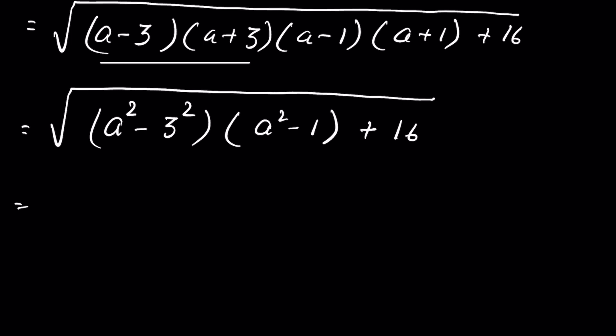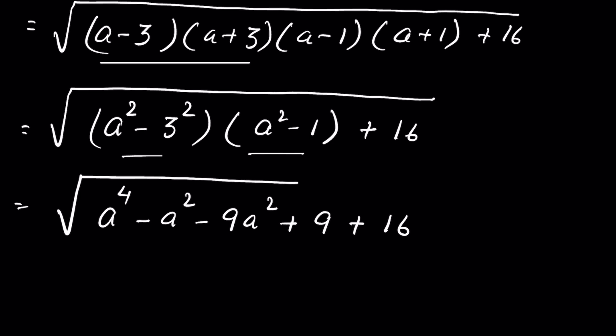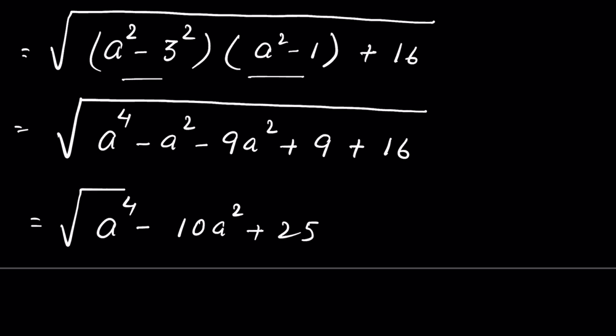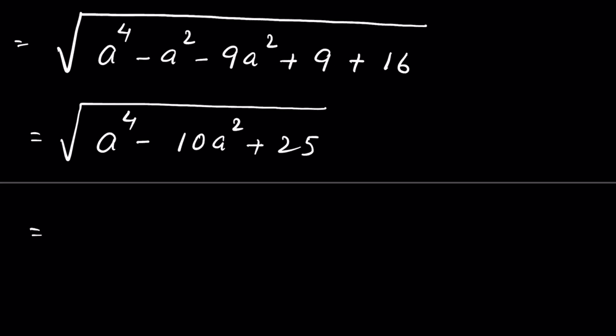Now let's multiply these two. a square times a square will be a to the power 4. a square times minus 1 is minus a square. Minus 3 square times minus a square is minus 9a square. Minus 3 square times minus 1 is plus 9, plus 16 under square root. So this will be a to the power 4 minus 10a square plus 25 under square root.